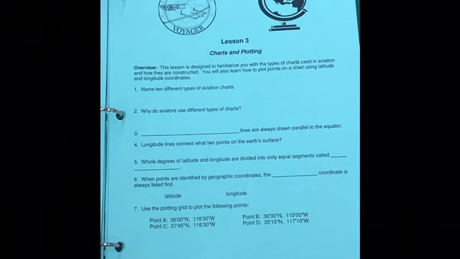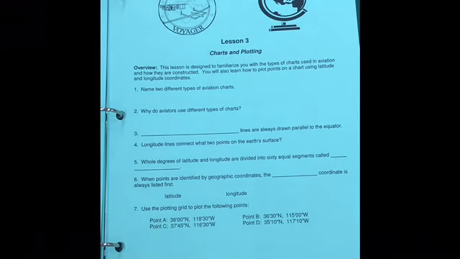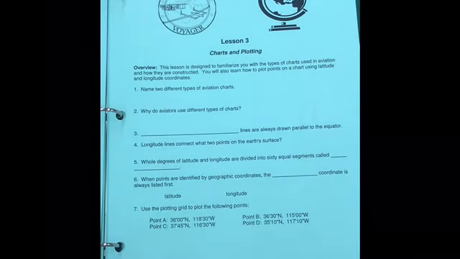Now we're going to go over some of the answers to lesson 3 in your student notebook. The first question is name 2 different types of aviation charts. Really, for this one, I just want you to be able to tell me what a sectional chart or map is, and that was this colored map, and that's what most private pilots use and what you'll be using. So I really don't want 2 for this answer, I just want 1 answer, and that would be a sectional map or sectional chart.